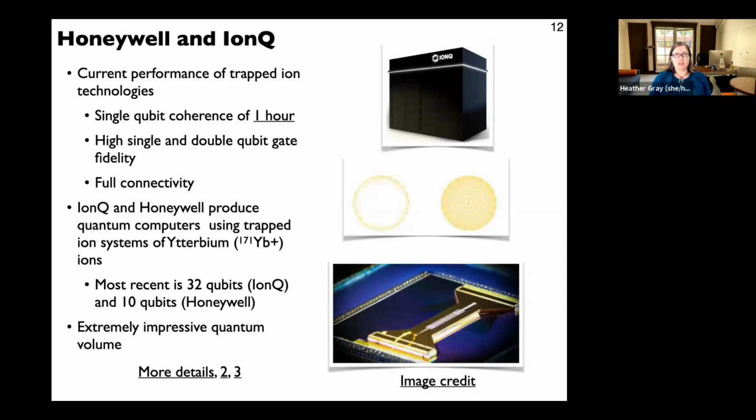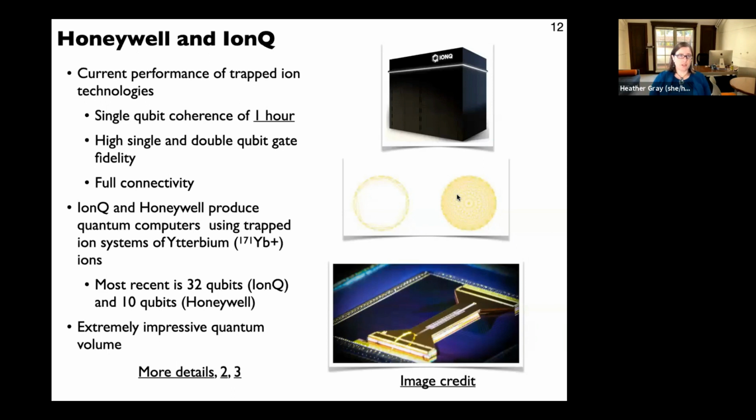The current state-of-the-art examples of trapped ion computers come from Honeywell and IonQ. And we talked about the fact that the single qubit coherence is approximately 1 hour. They have very high single and double qubit fidelity. And they have this advantage, that's this little yellow image that you can see here, which is actually showing you that you have this full connectivity between the different qubits.